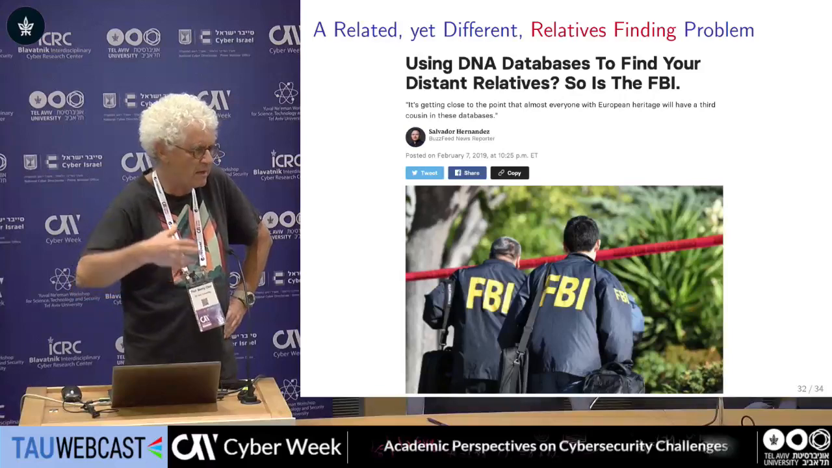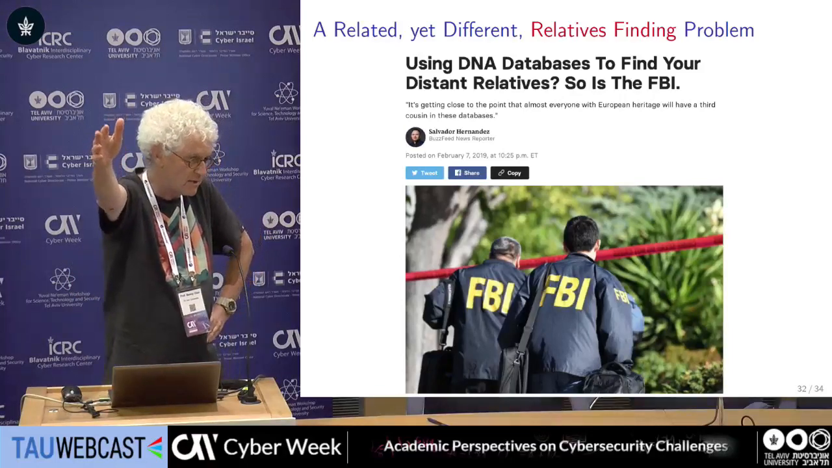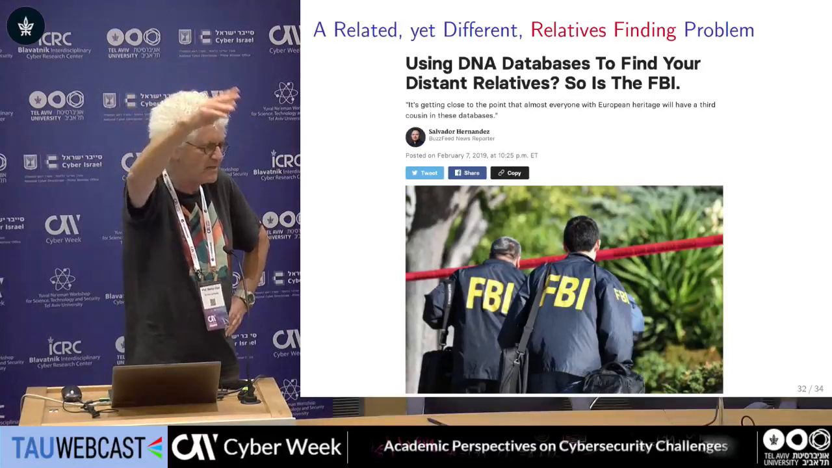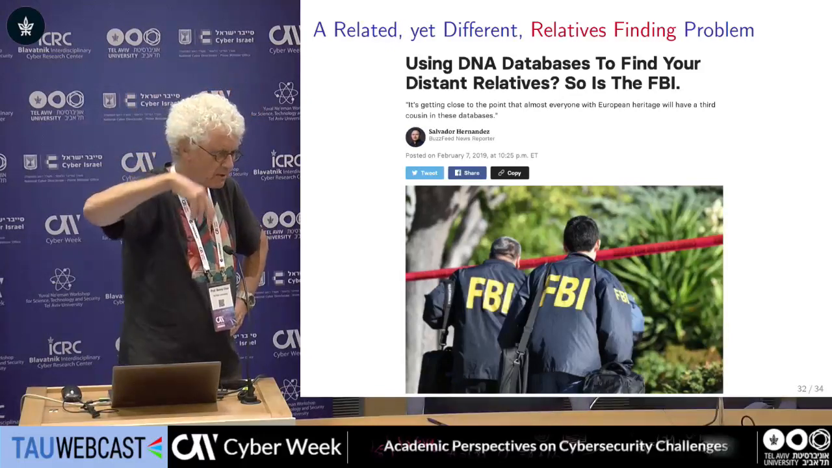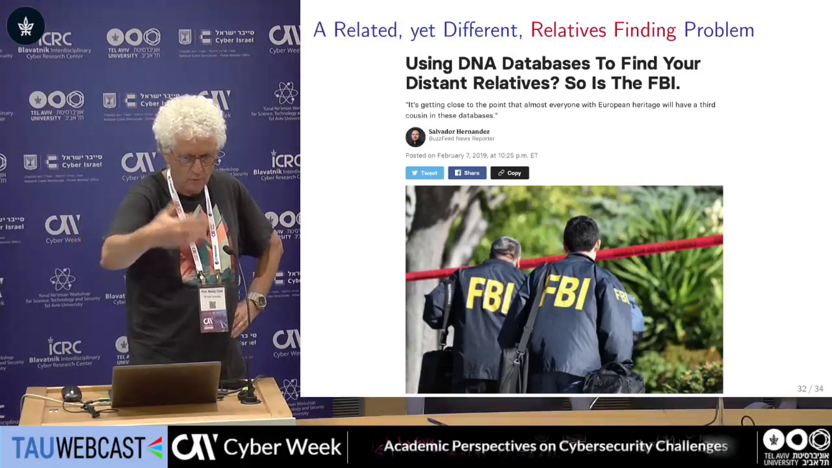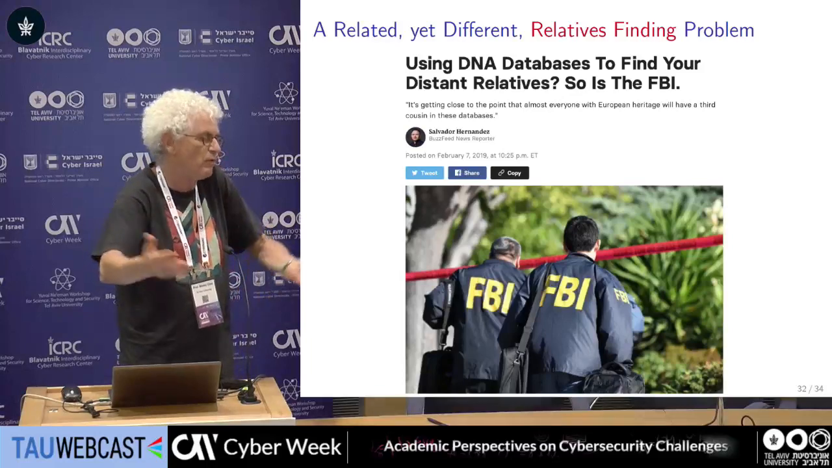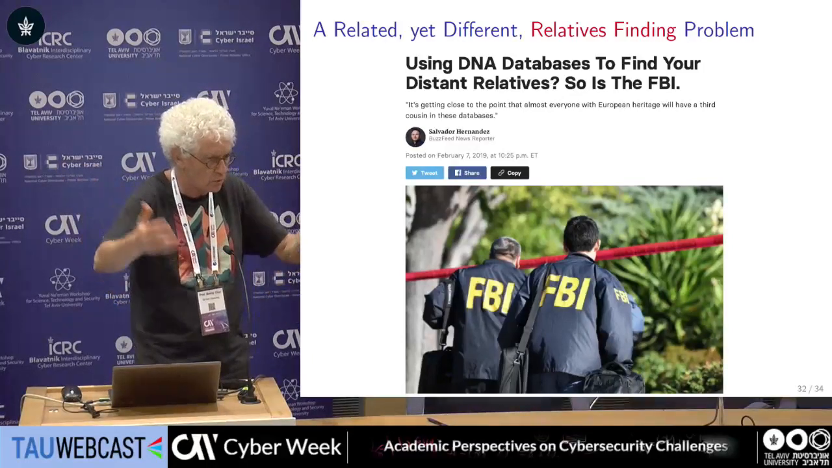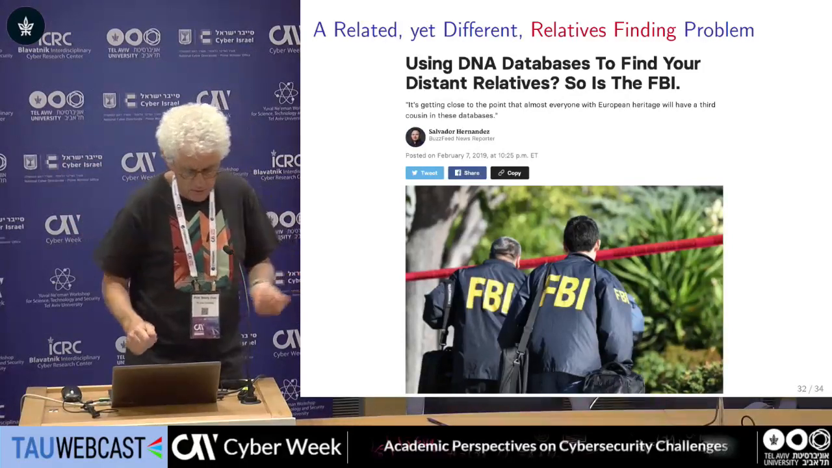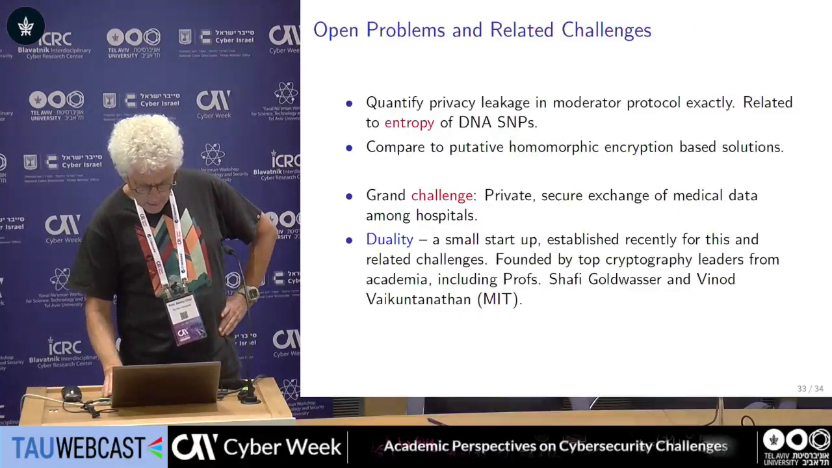If I'm in this database, and then let's say my son murders somebody in 20 years, do I want my data to help the police catch him? Obviously we see these things now and say it's great, but there are issues there. So okay, there are some open problems.